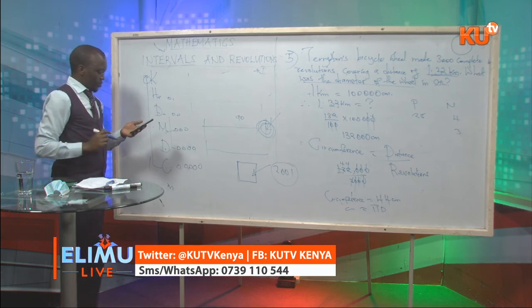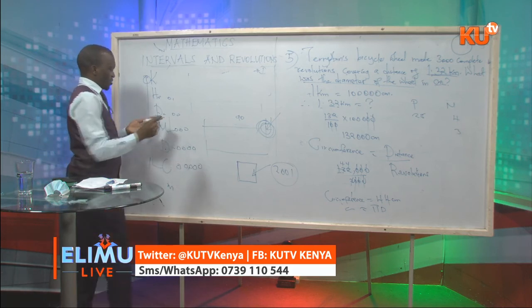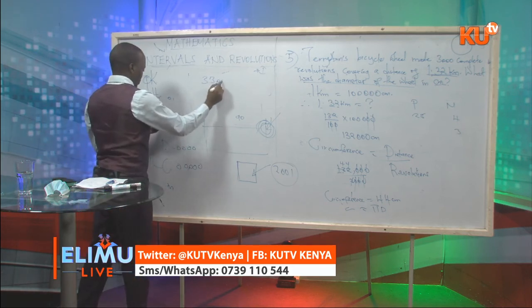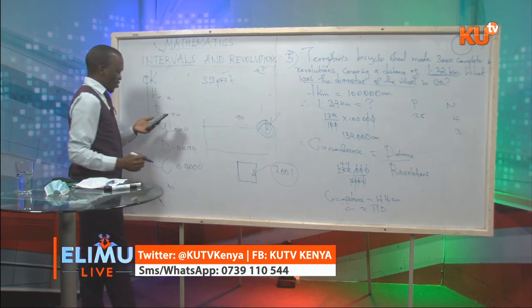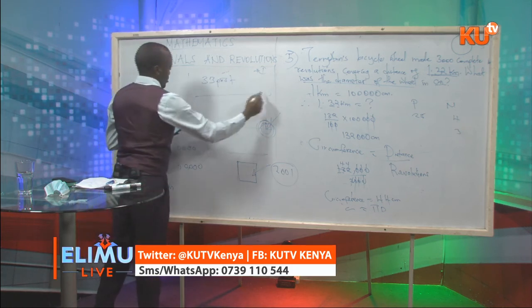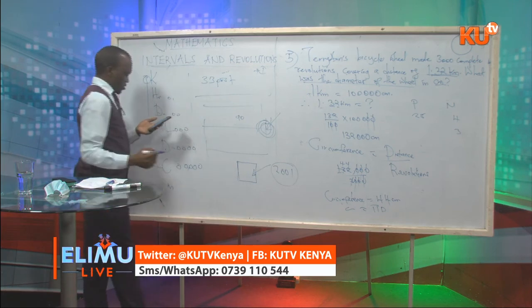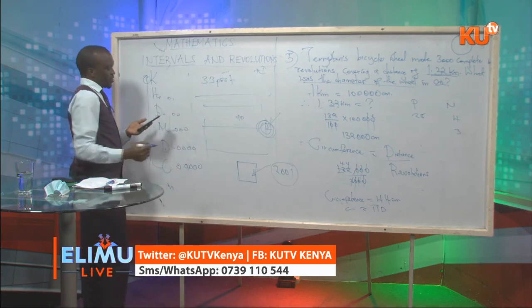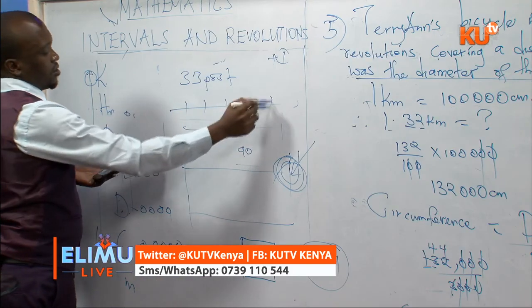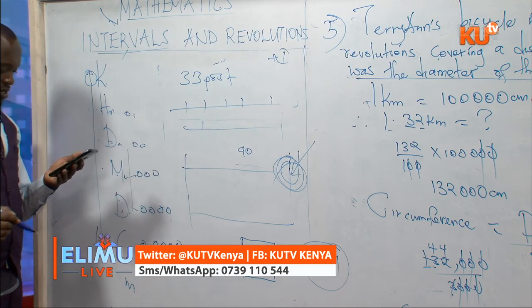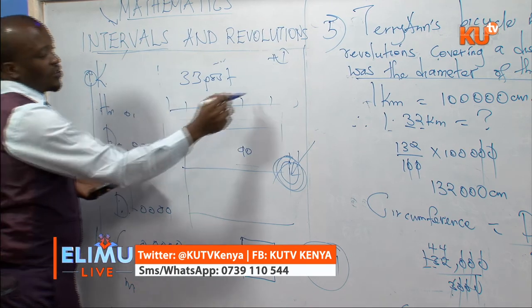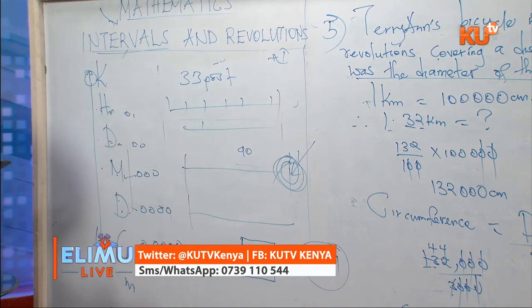Eled Queen from Kisumu, 33 posts. There are 33 posts placed in a row at intervals of 2 meters, 2 meters apart. A pupil ran from the first post to the last one and back. This is all about the distance. What distance did he cover?